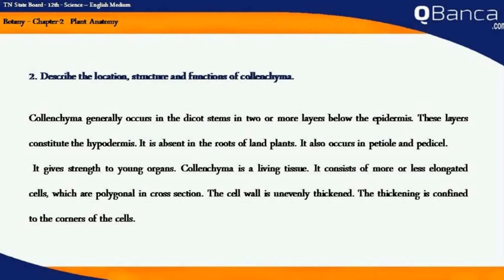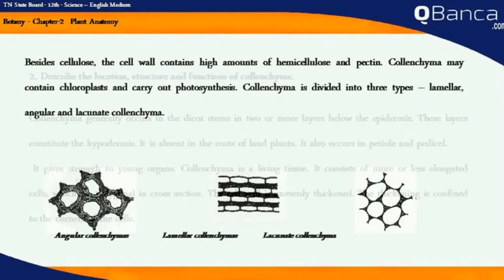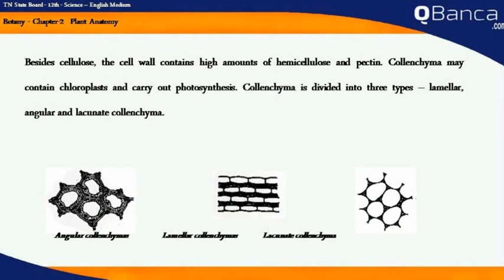Collenchyma is a living tissue. It consists of more or less elongated cells which are polygonal in cross-section. The cell wall is unevenly thickened. The thickening is confined to the corners of the cell. Besides cellulose, the cell wall contains high amounts of hemicellulose and pectin. Collenchyma may contain chloroplast and carry out photosynthesis.